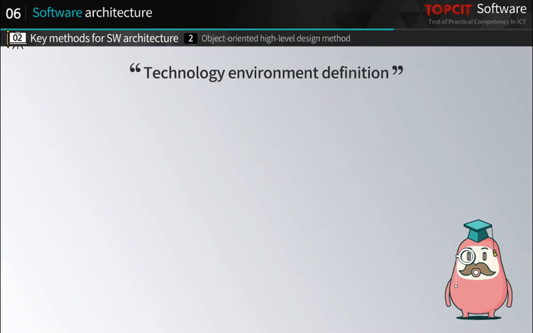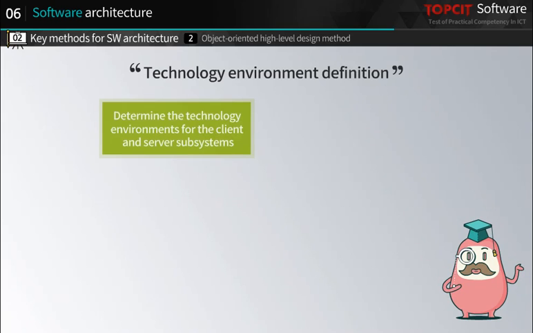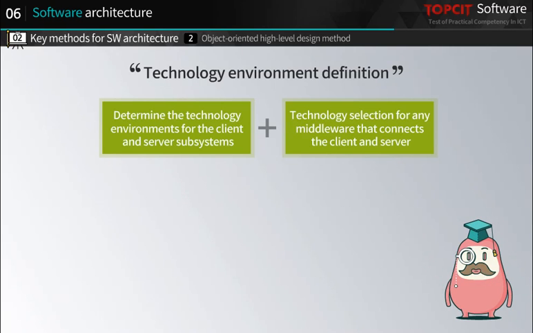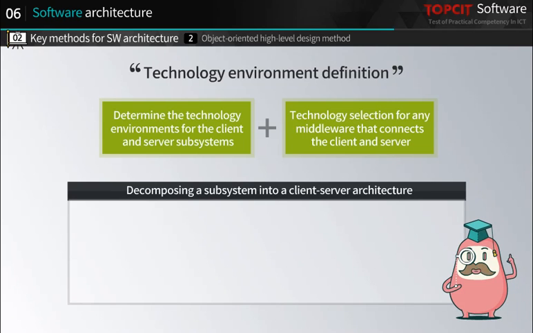Next, the technology environment definition will determine the technology environments for the client and server subsystems and may include technology selection for any middleware that connects the client and server. In other words, when decomposing a subsystem into a client-server architecture, developers must choose the most appropriate implementation technologies.